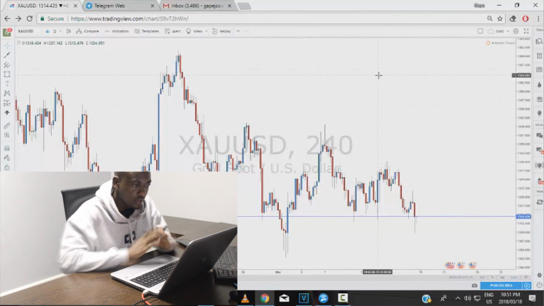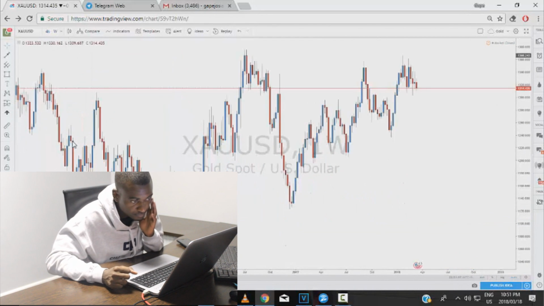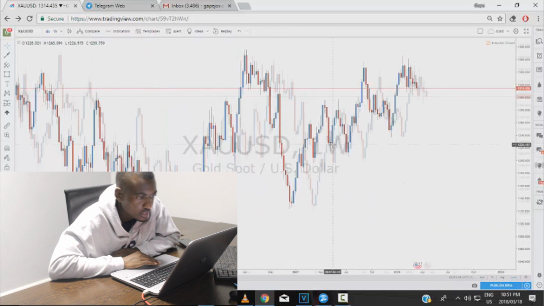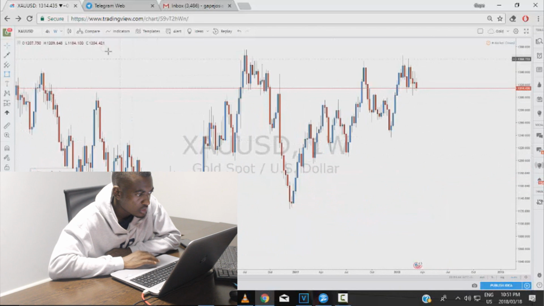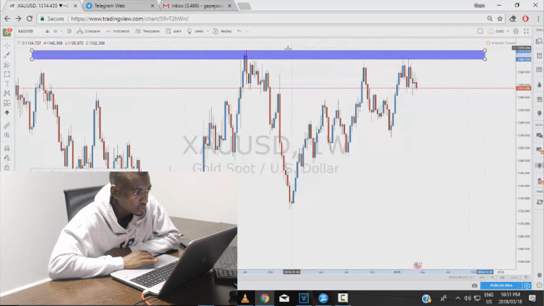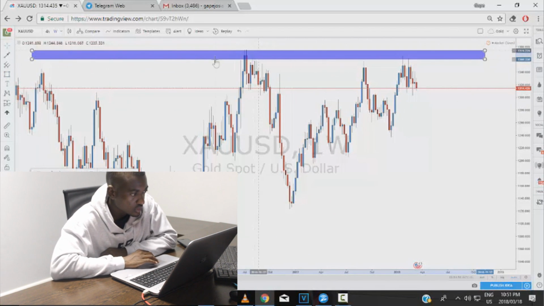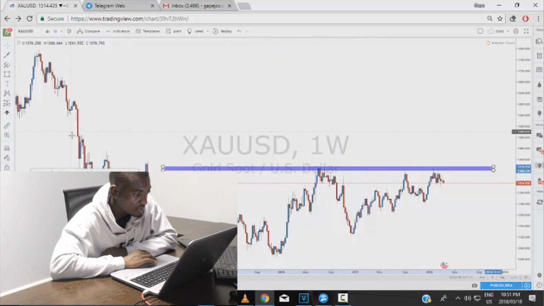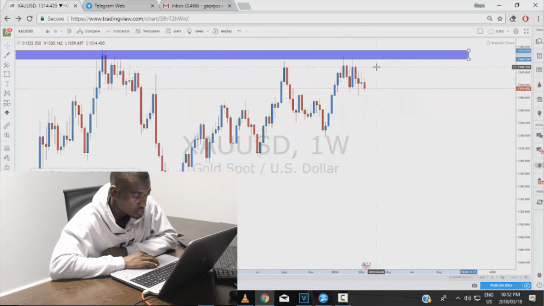So we get to gold right now. We started off with the weekly. Weekly looks like we've approached a very, very strong resistance right here. It's been holding for some years now, ever since 2013. So this area looks like a pretty strong resistance.